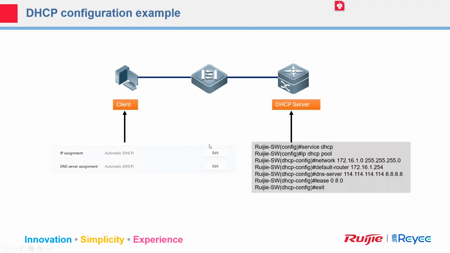And about the DHCP server, the typical command is like this. First, we have to enable this function, service DHCP. Of course, different devices, different brands, the command may be a little different. But if you know the principle, I think it's very easy for you to just check the command, it's enough. So first step, we have to enable the DHCP server. And the command on the Ruijie switch is service DHCP.